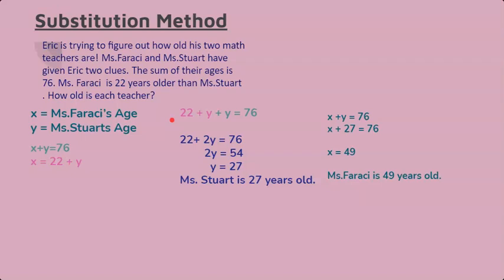We can do that in either equation. I chose the easier one, x plus y is equal to 76, in my opinion. You can choose the other one if you'd like. But I substituted in 27 for y, subtracted 27 on both sides, and Miss Faraci's age is 49.